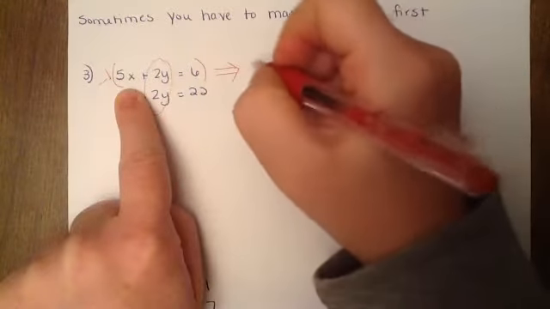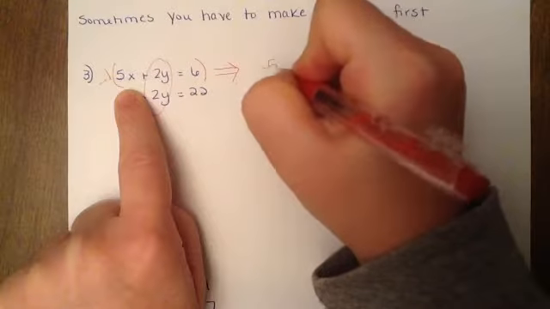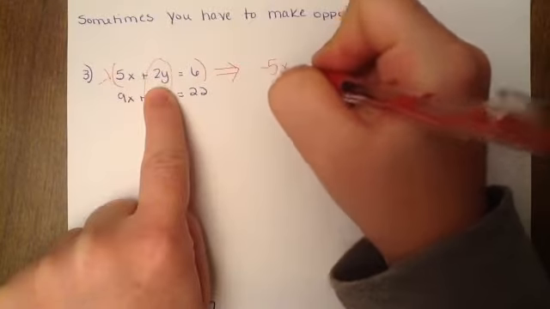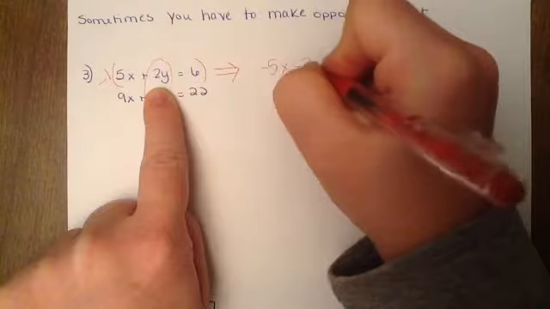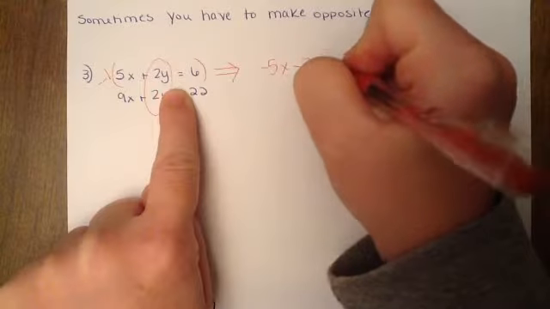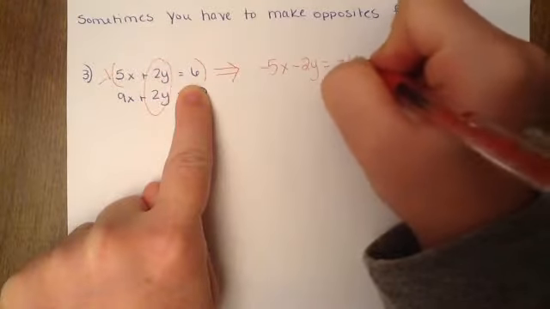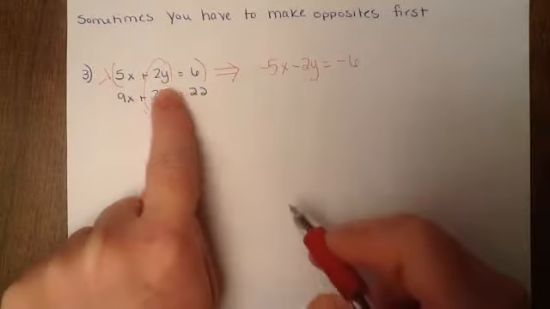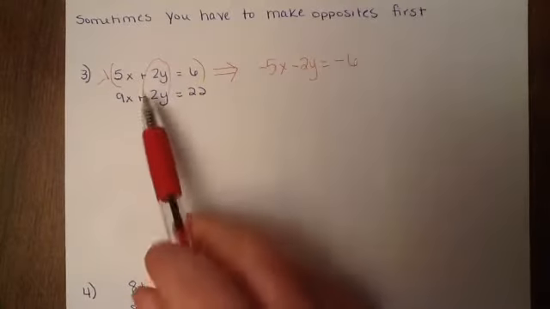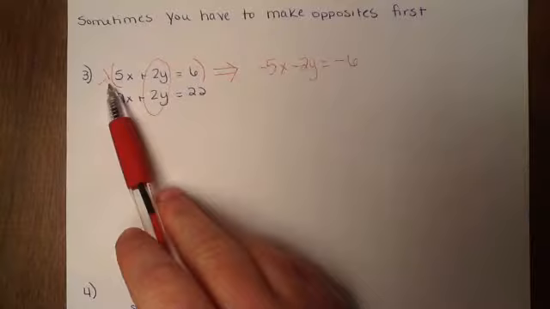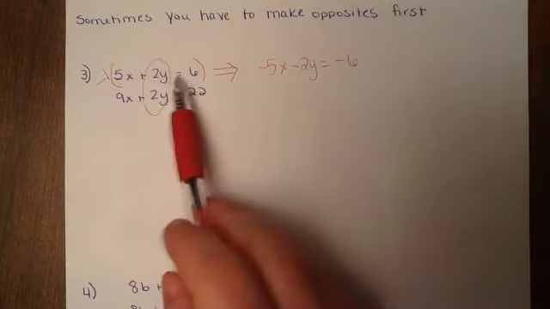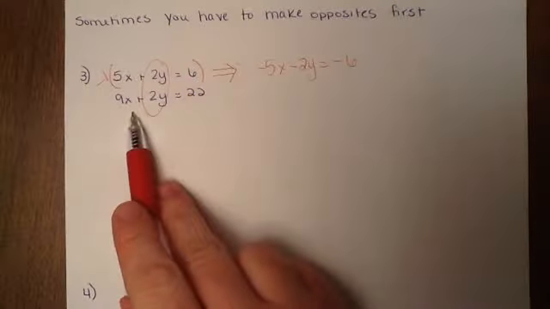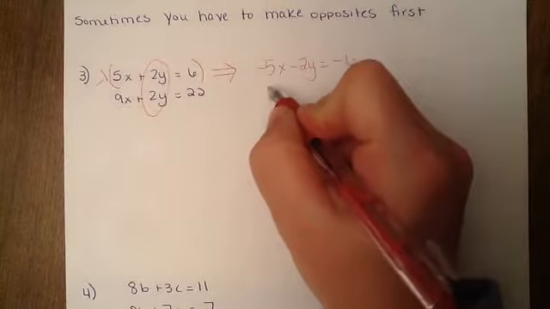So 5x will become negative 5x. 2y will become negative 2y. And 6 will become negative 6. So I want to make them opposites. To do so, I need to multiply by a negative. Multiply all 3. The bottom is going to stay the same.